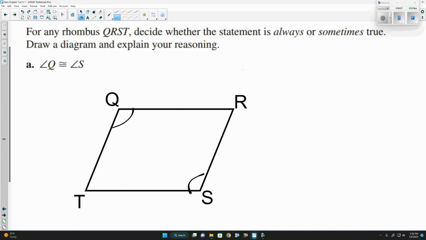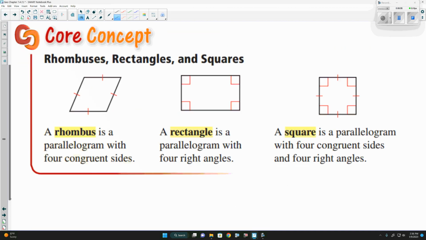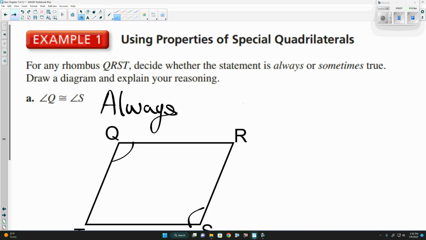Why would we say always? What is a rhombus specifically? What did we say a rhombus is? What do we know about angles and parallelograms? The opposite angles are congruent. Yes, the opposite sides are parallel and the opposite angles are congruent. So can we say that Q and S are congruent? Is it always true? Yeah, because that's just one of the properties of a parallelogram.